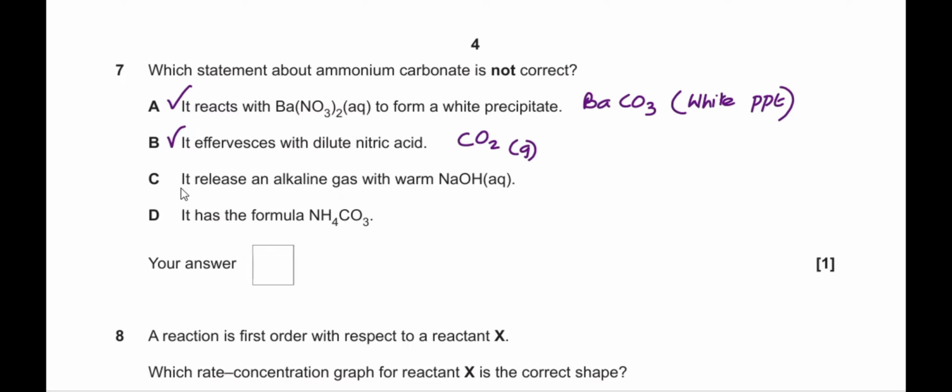It releases an alkaline gas with warm NaOH aqueous. That's also correct, because the alkaline gas formed in this reaction will be NH3. Finally, it has the formula NH4CO3. That's incorrect, because carbonate has got an oxidation state of -2. Therefore, the compound formed will be (NH4)2CO3. That's the correct formula for the compound. Therefore, the answer is D.